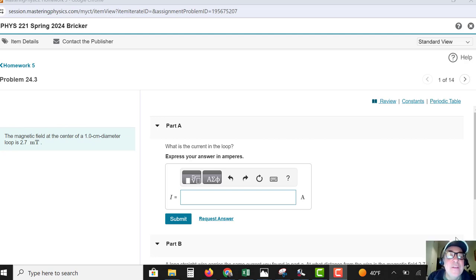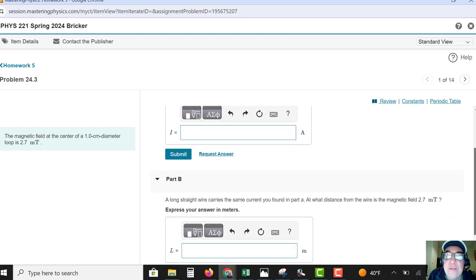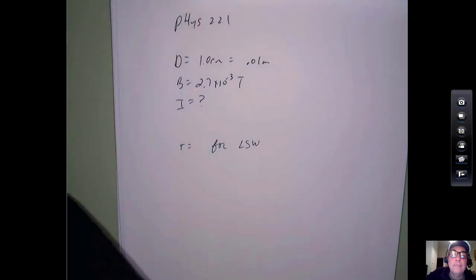So the first one is: the magnetic field at the center of a 1 centimeter diameter loop is 2.7 milliteslas, so 2.7 times 10 to the minus third teslas. What is the current in the loop? And then part B, a long straight wire carries the same current. At what distance is the magnetic field 2.7 milliteslas? You might have different numbers, so be careful. Let's take a look at this one.